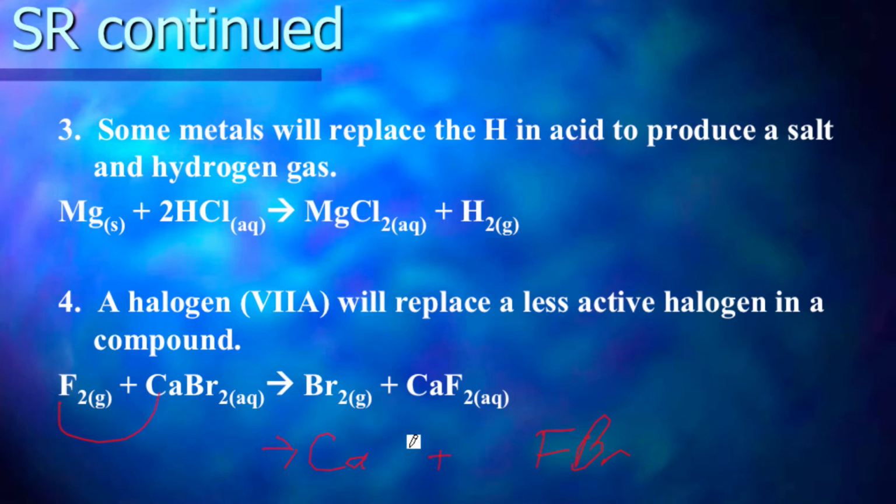Now, that might seem reasonable to you, but realize that this calcium is an ion. So he's not going to want to just leave and be by himself. And the fluorine is not going to go live with the bromine. The fluorine's actually going to swap places with the bromine. So just realize that that's true.